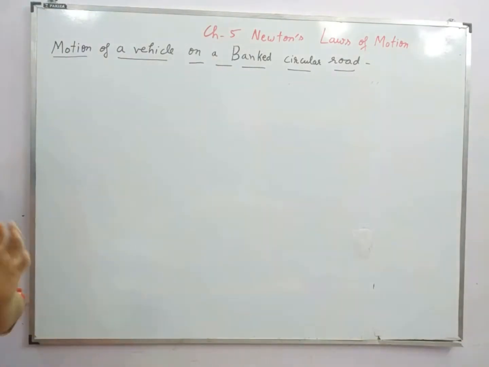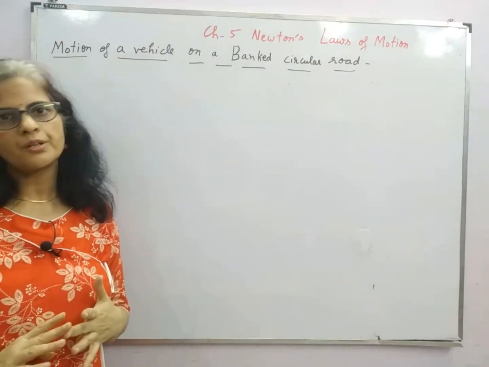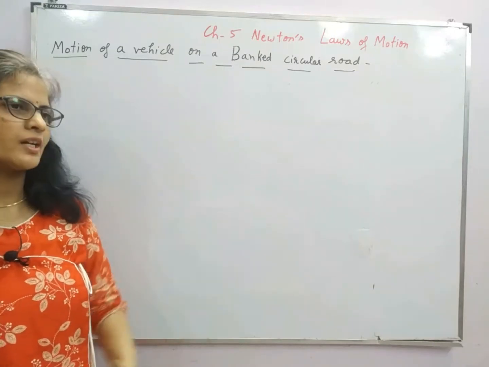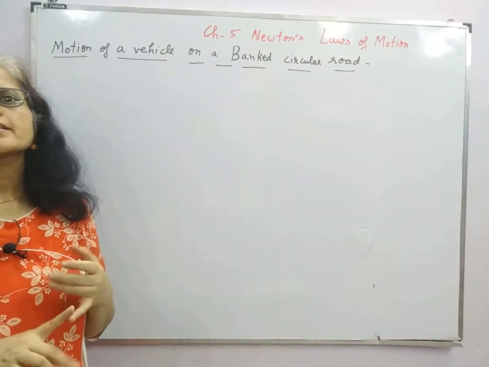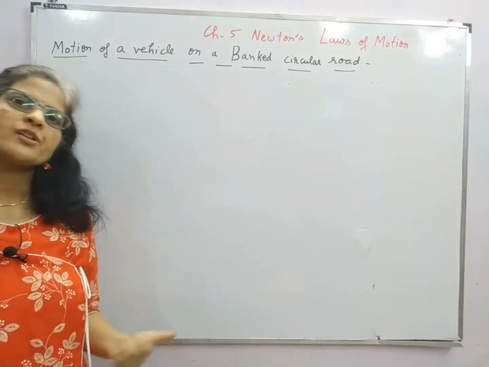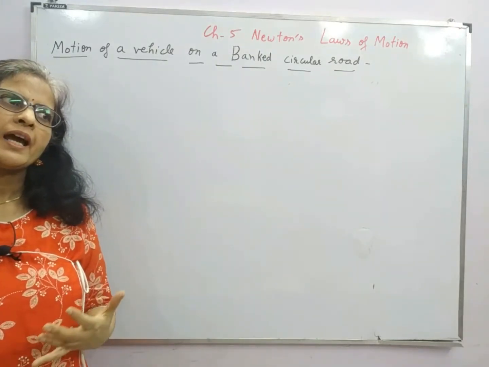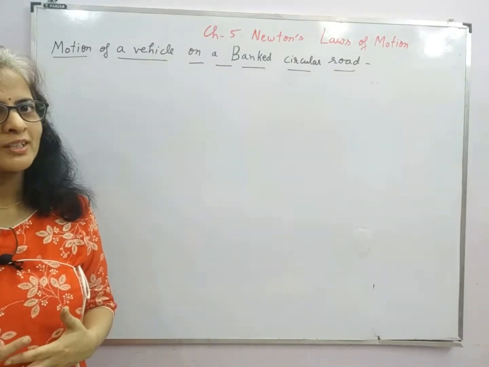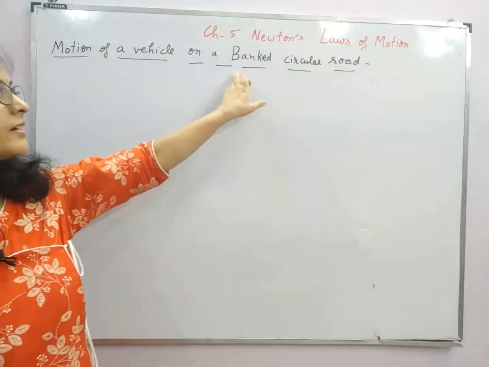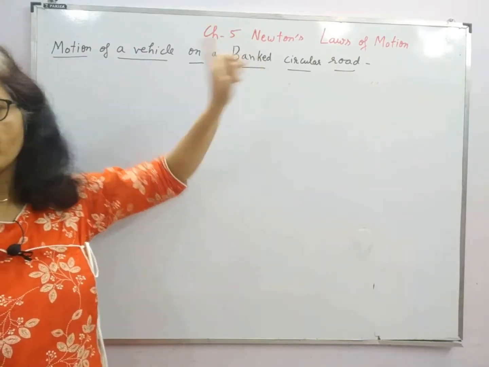We have studied the motion of a vehicle on a level circular road. And there, in the last, we left the discussion at the point where we discussed that the more the friction, the more the velocity of the car on a level circular road. But the more the friction, the more the wear and tear of the tires. So what's the solution? The solution lies in the banking of roads.